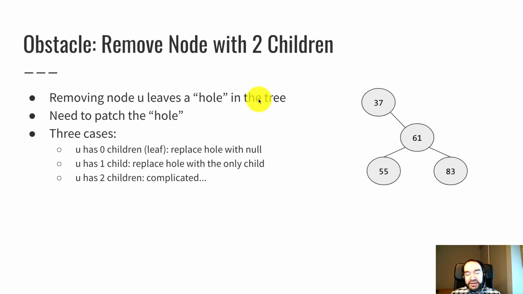So what happens if the node we want to remove has two children? This creates an obstacle. In this example, let's say I'm removing 61. So U is a pointer to this 61 node.